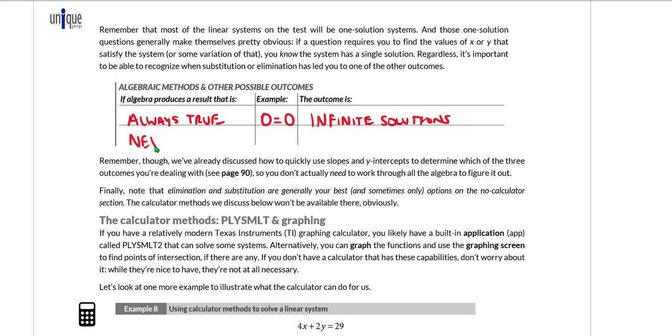If you get a result that is never true, where maybe you've got 0 equals some other number like -6, again, that's just an example, a result like that will tell you you're dealing with the no solutions outcome. No solutions. All right, remember, infinite solutions is same line, no solutions is parallel lines. So if you do your algebra and you see one of these two things happen at the end of your work, always true, never true, you have infinite and no solutions respectively.